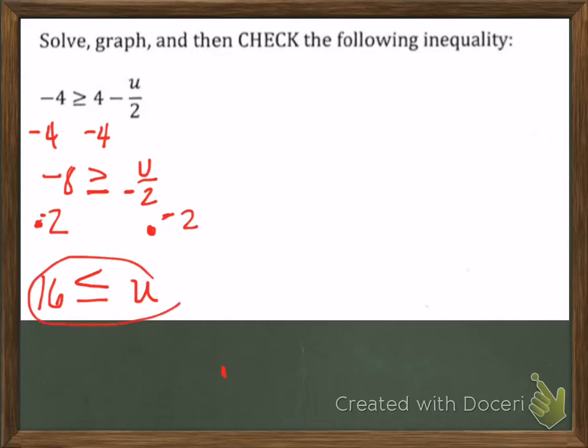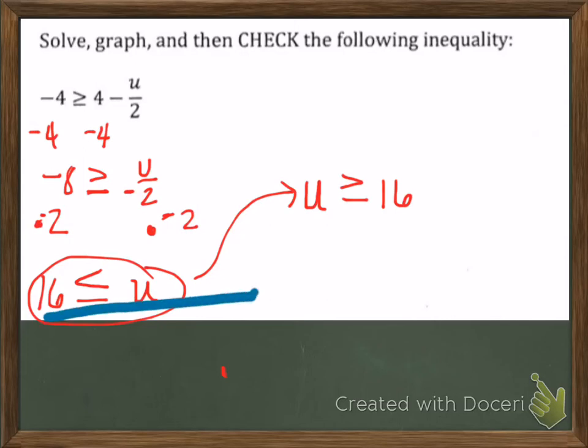Now because 16 is on the left, when we want to rewrite that, we want to rewrite it with the variable on the left. So we would say u is greater than or equal to 16. We're just reading that statement from right to left, and we rewrite it from left to right, and that requires us to flip that relation symbol back around.